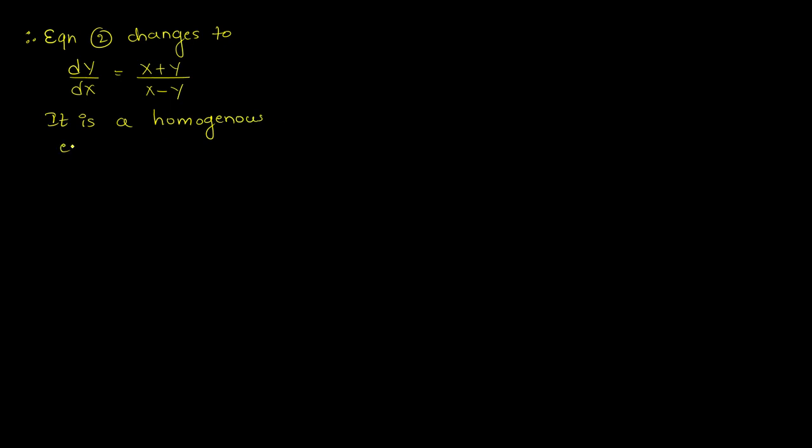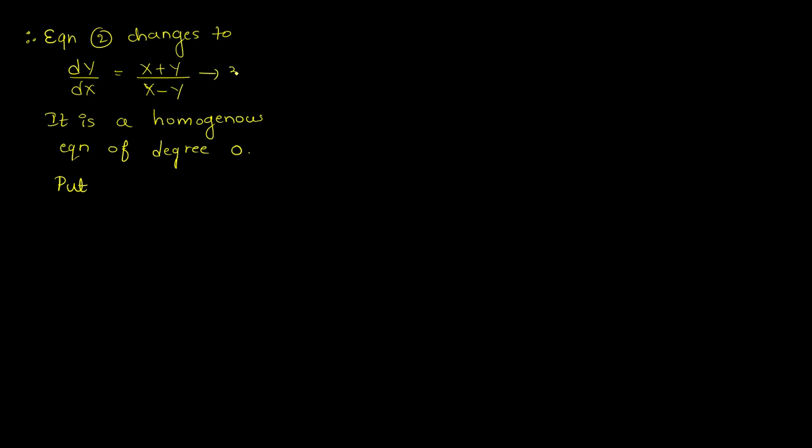It is a homogeneous equation of degree 0. So you can see the power of x here is 1, here also it's 1, and here also 1 and 1. So 1 minus 1 will give us 0, and therefore we say it is a homogeneous equation of degree 0.